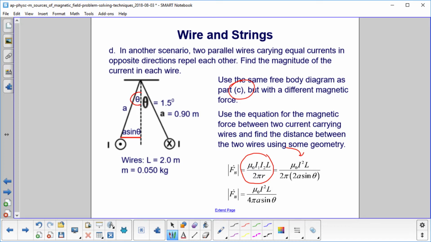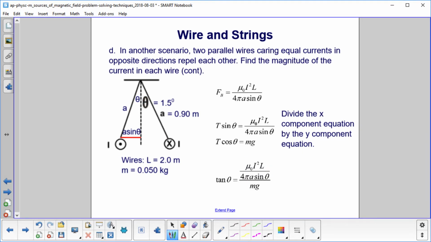We have theta up here. We have A, the length of the wire. So we know that this piece here is A sine theta. But don't put that in yet, right? Because you also have an A sine theta over here. So it's 2A sine theta. So you plug that in, and here's the magnitude of our magnetic force. From the last page, here's our magnetic force. These are the same equations we used for part C, except we replace the magnetic force with this term here.